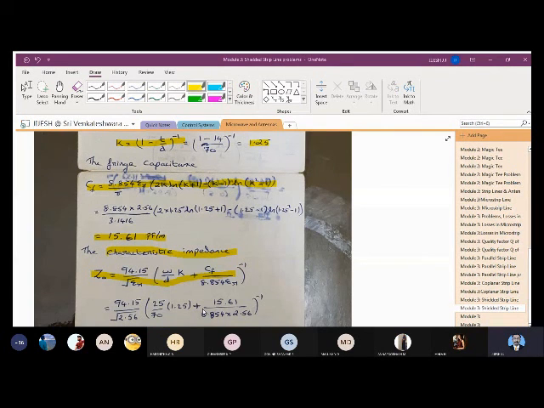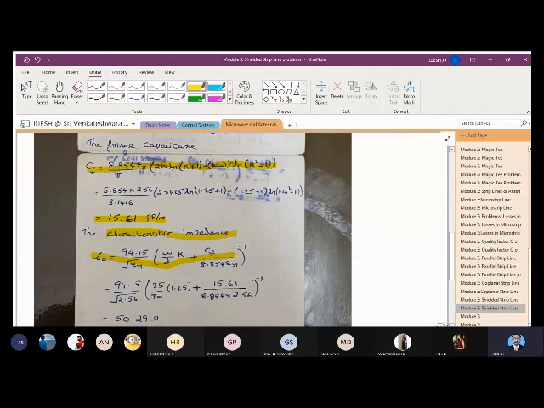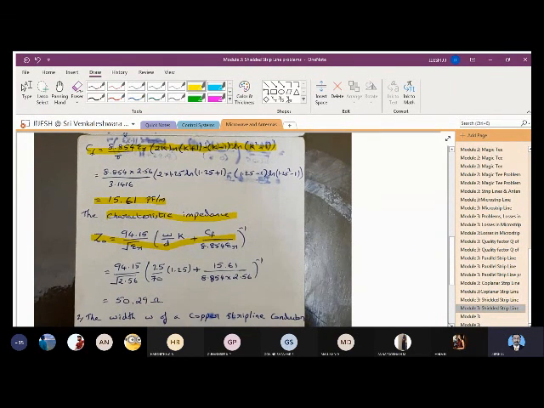Sir, 51.83. Yeah, I think it's correct. Let me check it once. 50.29 you will get. You are very close to that. So you will get 50.29 ohms for Z0.